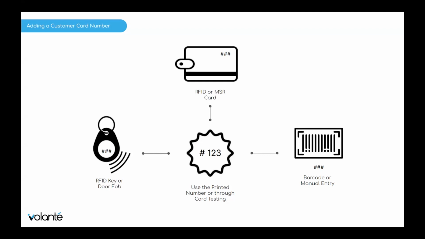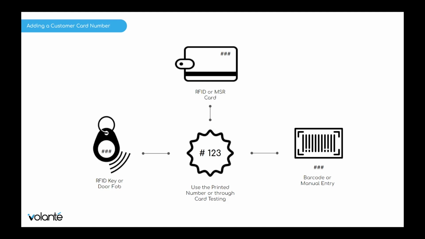If you've never used cards in the Volanté system before, it's very important to talk to your project or account manager to confirm that these cards will be compatible with the readers and with the Volanté system. If you have used cards previously and are just adding additional cards into the system and they have been tested as compatible, we can go ahead and start adding those numbers to the system.